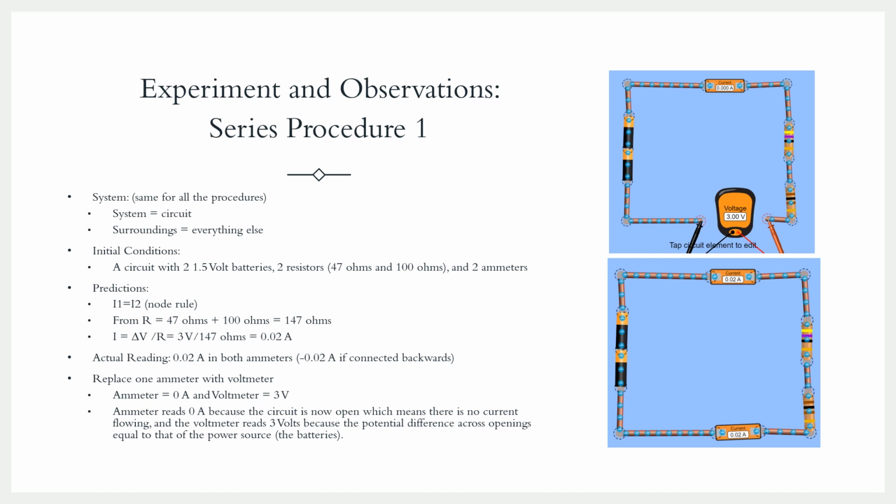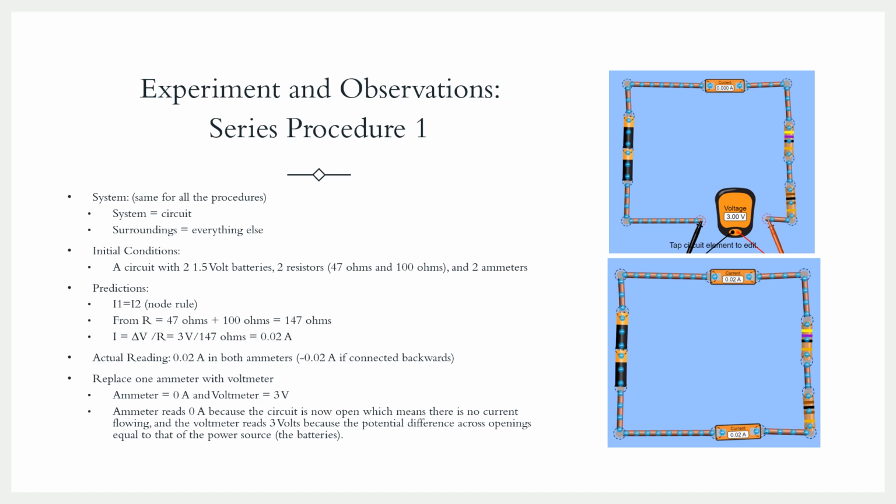We predicted that the current was equal in both ammeters from calculating the total resistance, this is from the node rule, and then taking the total voltage of 3 volts divided by that total resistance. That ended up being 0.02 amperes, and that was the actual reading, so we were correct. If turned around, the ammeter would just read the negative of our value, which was negative 0.02.